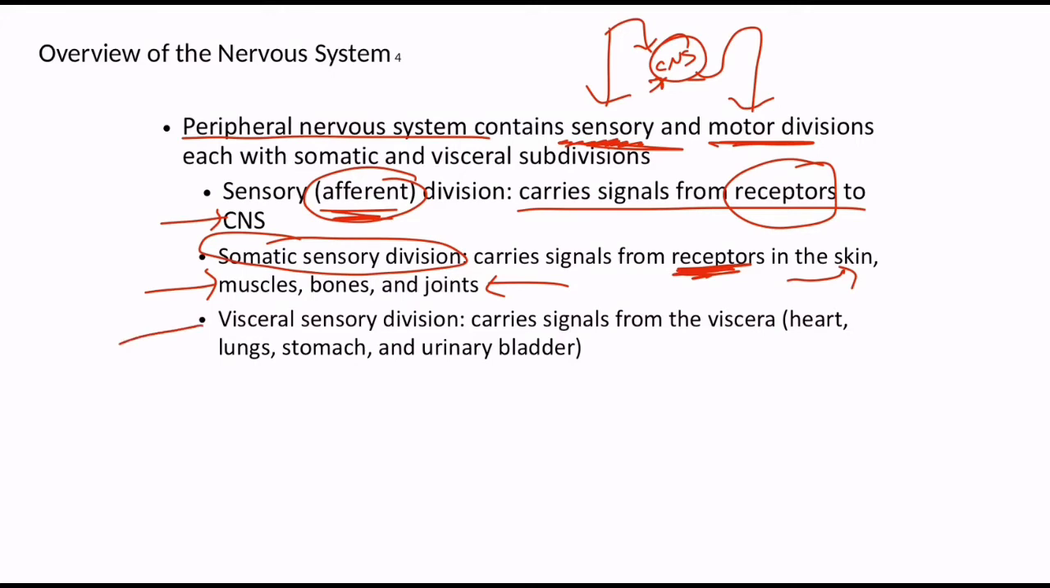And then the visceral sensory division is going to be carrying it from the viscera. So these are your heart, lungs, stomach, everything that's a lot of abdominal and thoracic cavity stuff. So here we have things that might be moving or in contact with the outside world. And then here we have things that are maybe processing food or helping us keep our chemistry succinct.